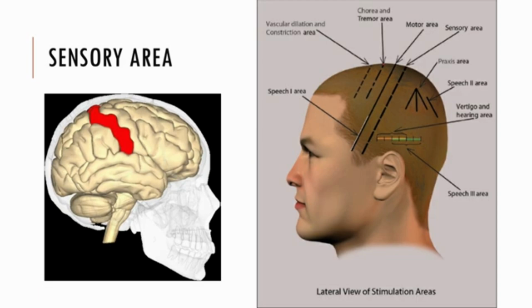The sensory gyrus, like the motor gyrus, is also distributed as an upside-down homunculus. That means the upper part of the gyrus controls the lower limbs, the middle part dominates the upper limbs, and the lower part controls head and facial sensations.